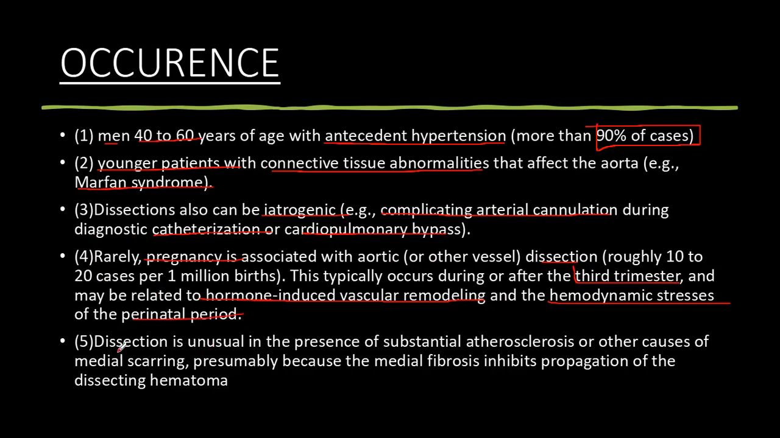Also note this, that dissection is unusual in the presence of substantial atherosclerosis or other causes of medial scarring. Why? When there is atherosclerosis or medial scarring, there won't be separation of the laminar planes of the aortic media. So this will inhibit the propagation of the dissecting hematoma. Atherosclerosis and medial scarring will limit the propagation of the dissection.